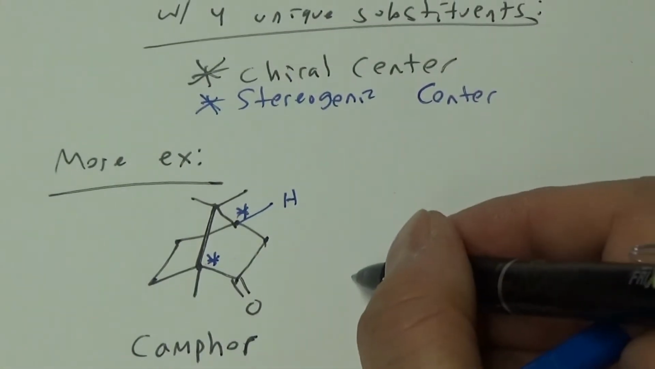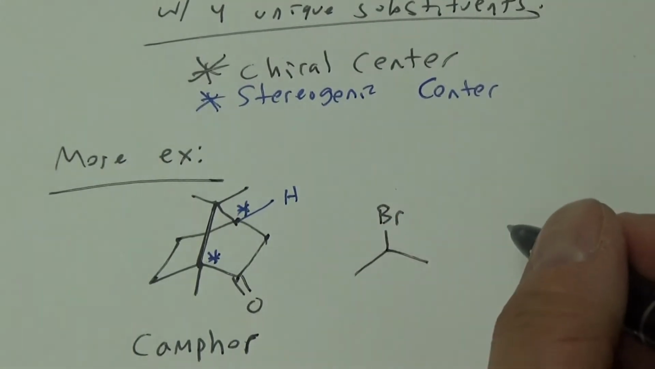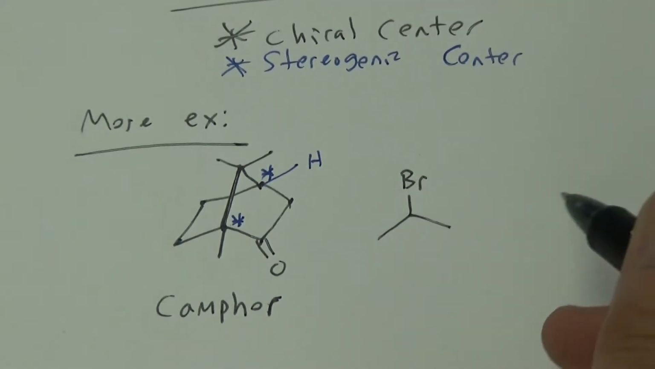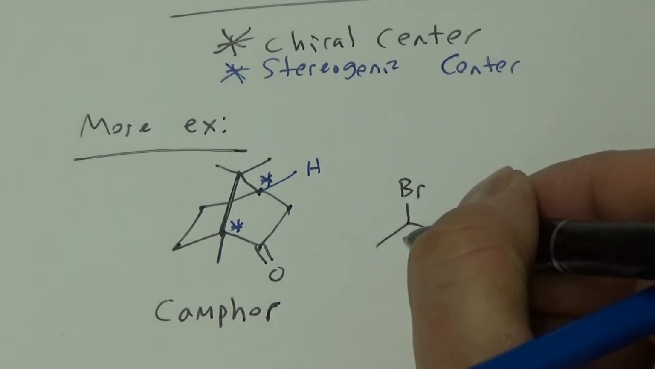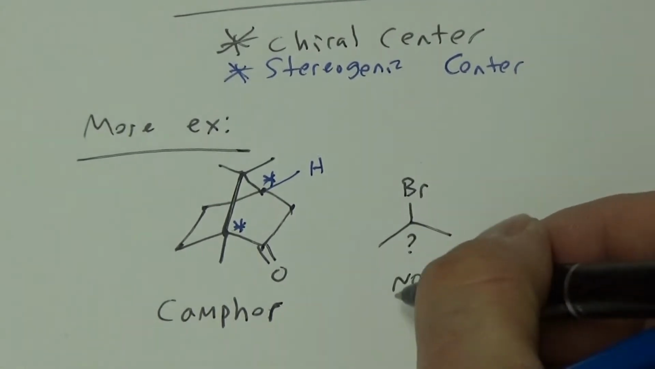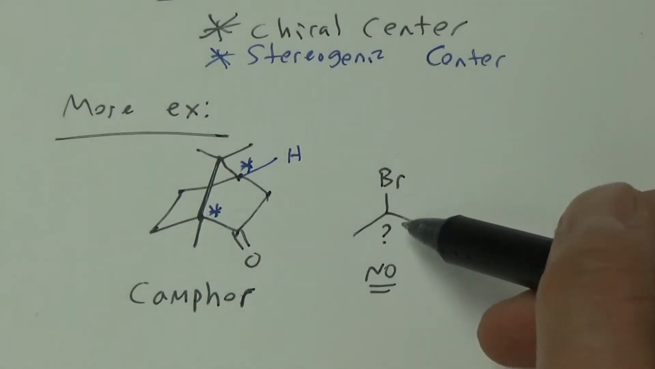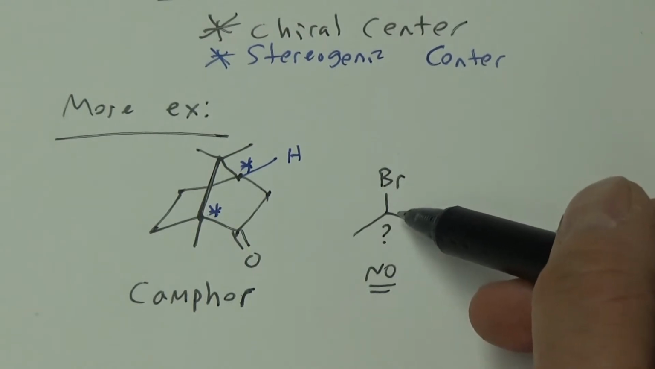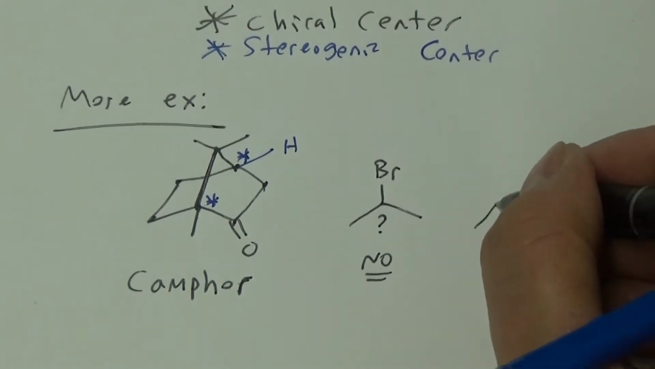Okay, cool. What about 2-bromopropane? Is this a chiral molecule? Are there any stereogenic centers in 2-bromopropane? Of course there's not. That's not a stereogenic center because there's not 4 things around it, right? We have the 2 methyls that are identical. You have a CH, and you have the Br. It's 3 things, right?